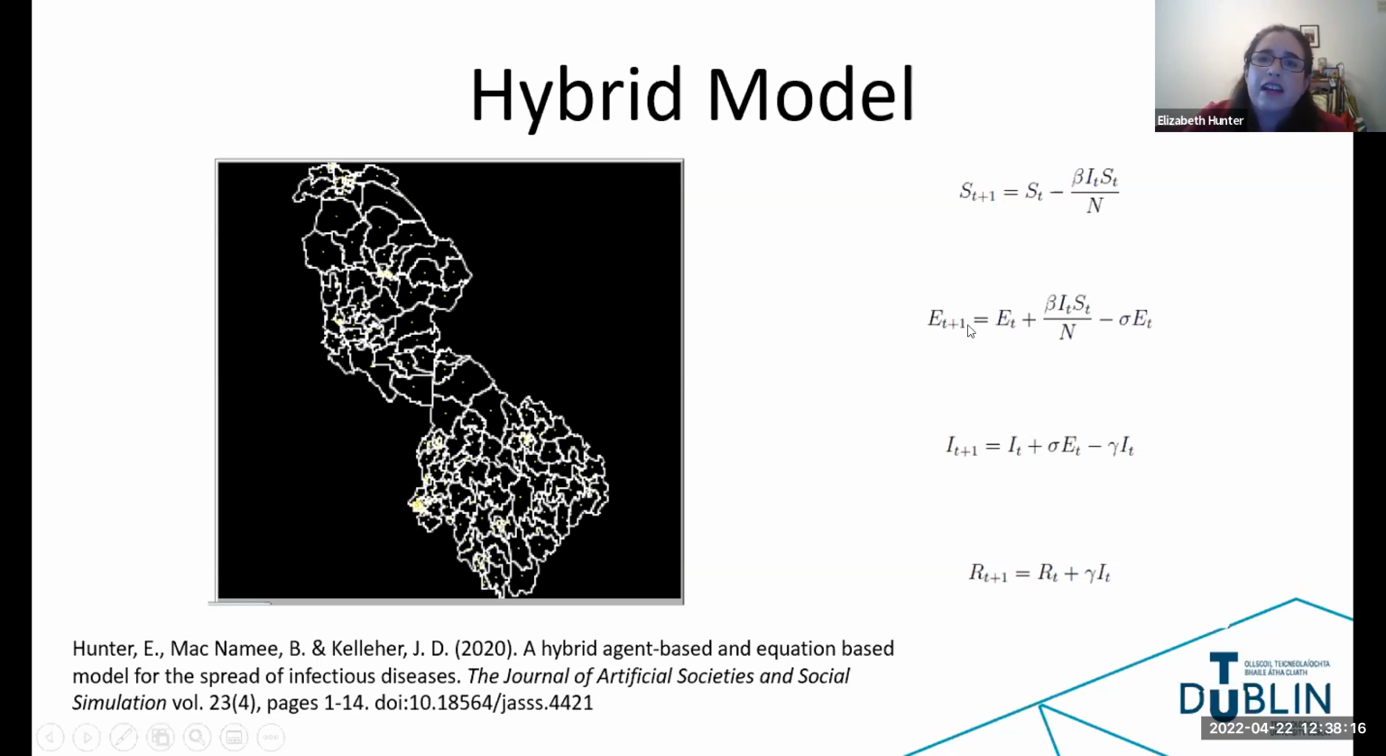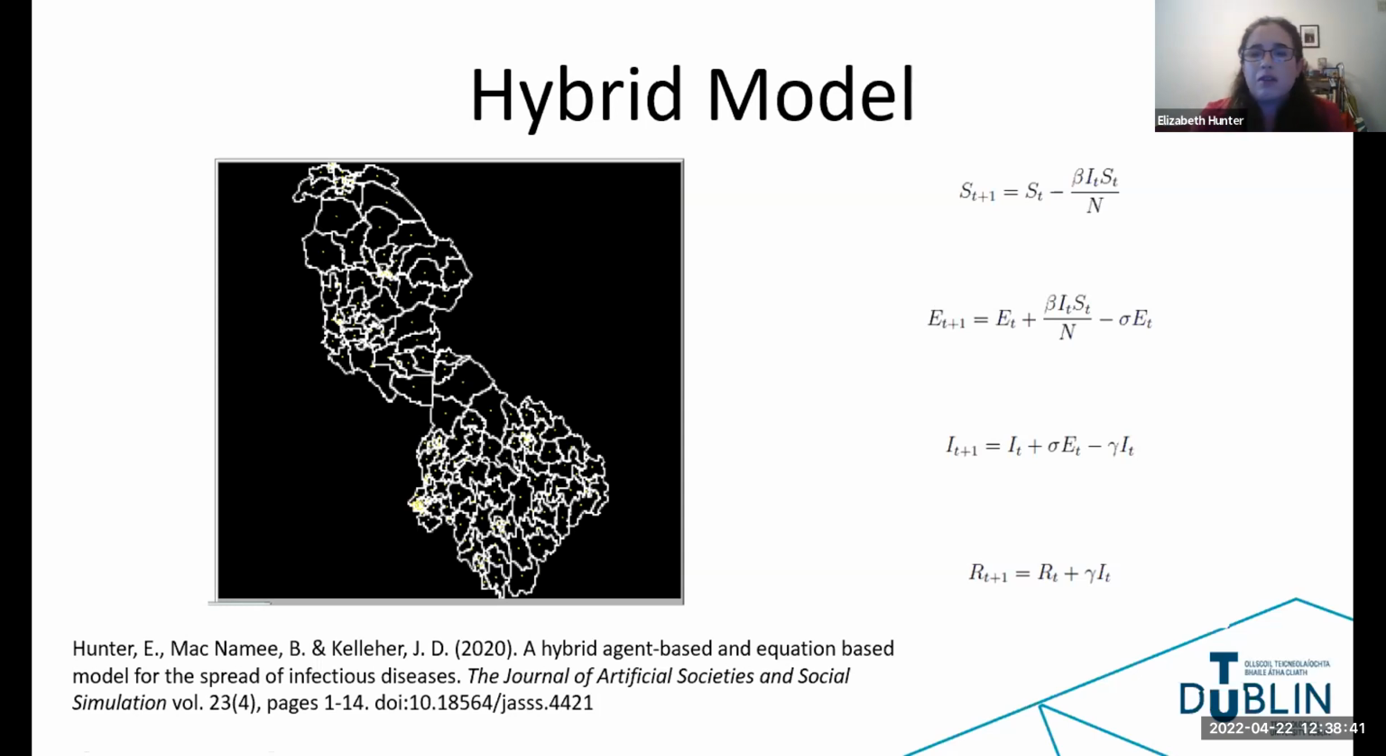And then if our E_t+1, if there were supposed to be, say, 10 more exposed agents in the next time step than in the current time step, we would randomly take 10 susceptible agents and assign them to exposed. And the same thing, if we had 5 fewer infected cases in the next time step, we would take 5 infected agents and assign them to recovered.